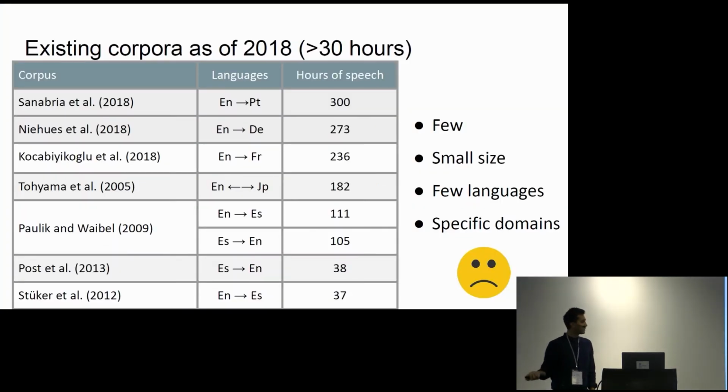As I said, this task requires specific data, and the situation as of 2018 wasn't great for training models. This is a comprehensive list of the data sets that were available at the time that have more than 30 hours of speech. So the largest one was How2 from Sanabria et al., English to Portuguese, downloaded from YouTube. The second one is the IWSLT corpus, English to German, and then less and less data. So there are few, they are small, and they only cover a few languages.